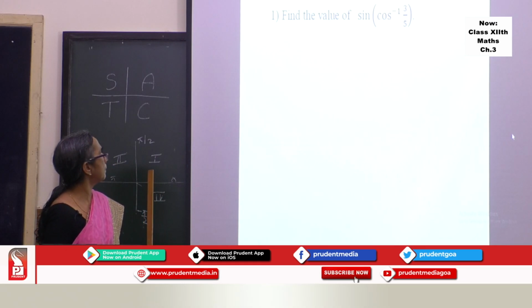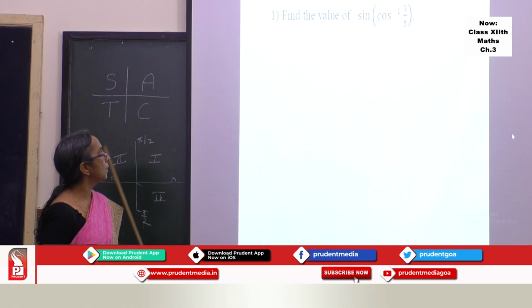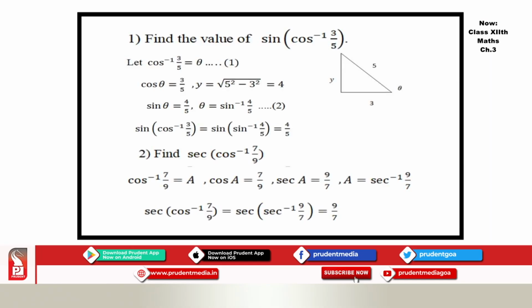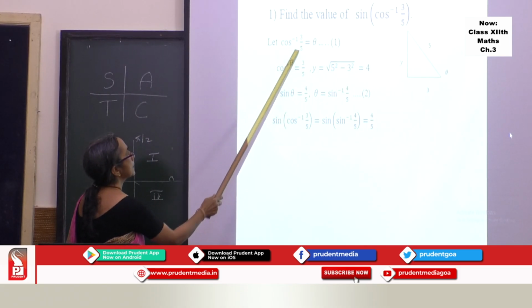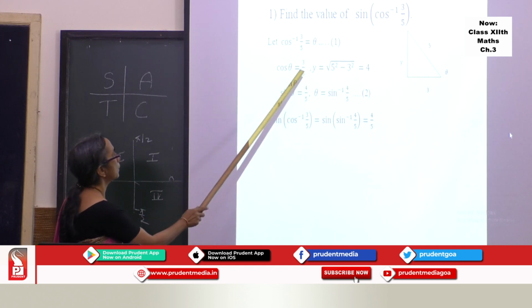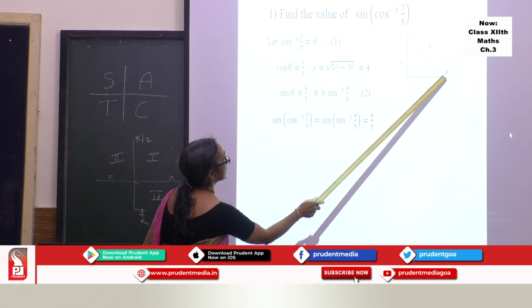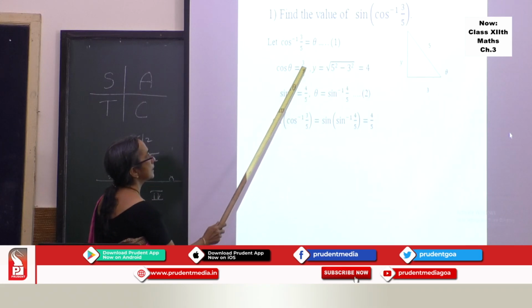Now, two more examples I will explain. Find the value of sine of cos inverse of 3 by 5. Here, to find sine of cos inverse of 3 by 5, let us take cos inverse of 3 by 5 equal to theta. Then cos theta equal to 3 by 5. You will get a triangle. Okay, this angle is theta.